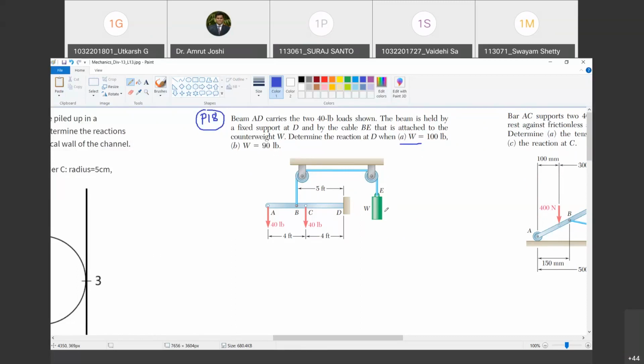So therefore we will start with the first case. So we are going to solve case A. But may it be case A or case B, is the free body diagram of this beam going to change? No, sir. So therefore let me draw the free body diagram.